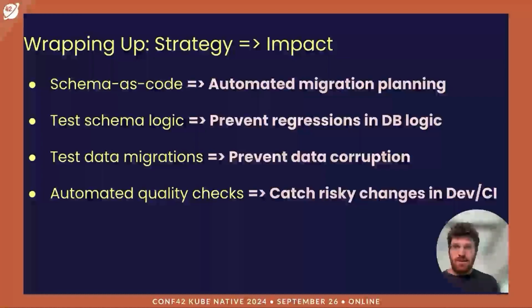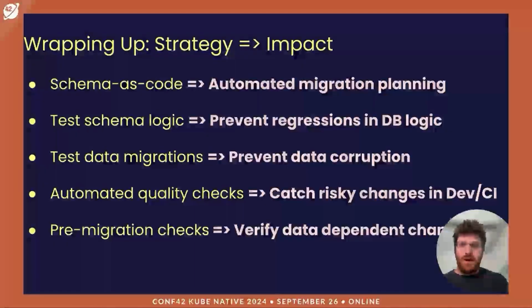Automated quality checks can detect stuff like destructive changes, table locks, and more early in the software development lifecycle, locally during development or during CI automation. Finally, we talked about pre-migration checks that allow you to verify data-dependent changes just a moment before you roll them out, because they depend on the actual data that's inside the database.